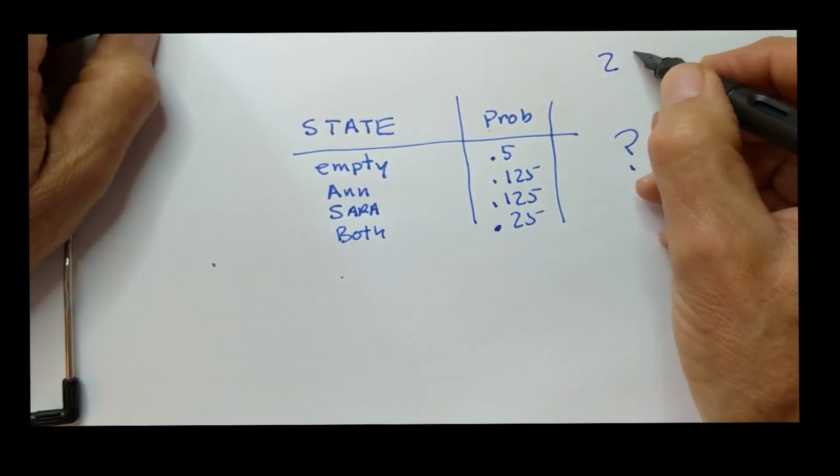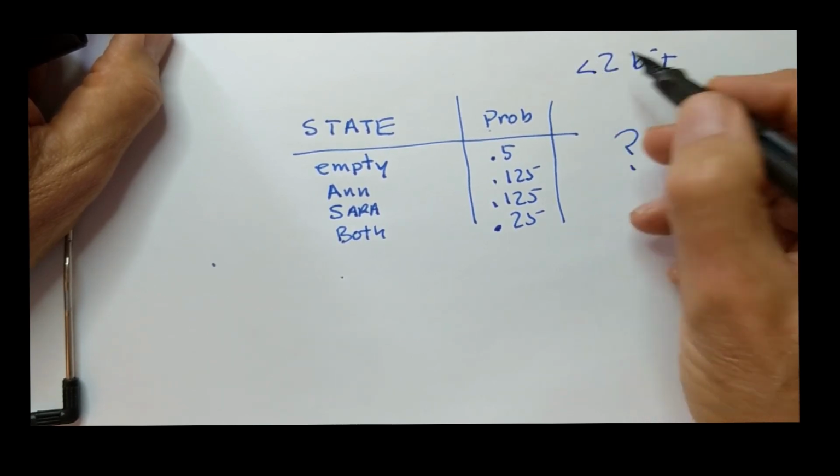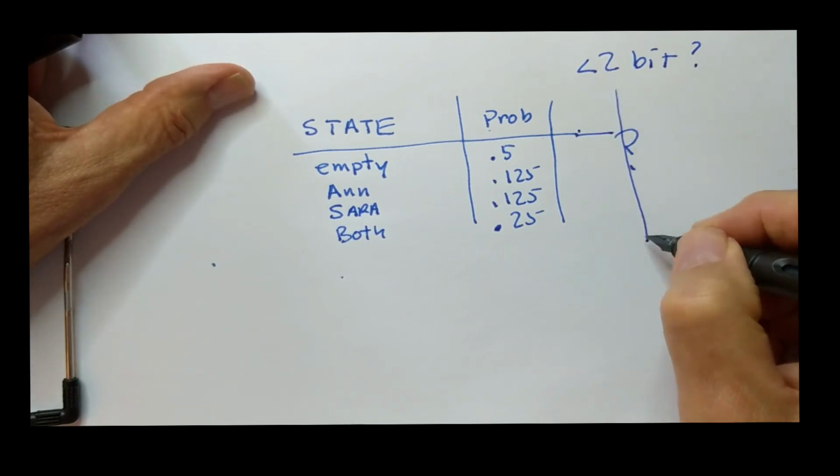And now the question is, could we come up with a scheme of bits that would reduce our average bits we use per message from 2 bits down to something less than 2 bits? So that's the question. And the answer is yes. Let me show you that.